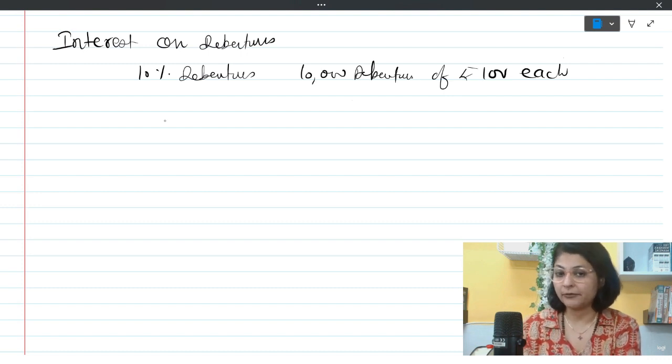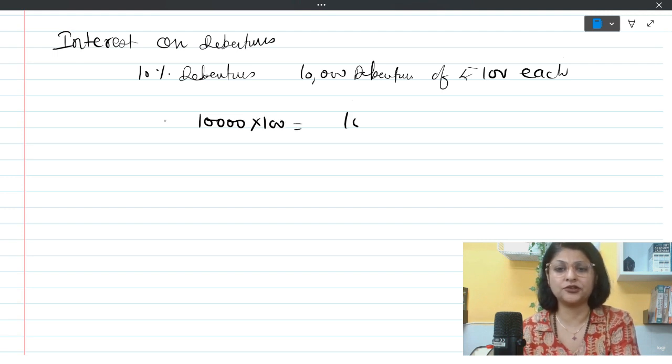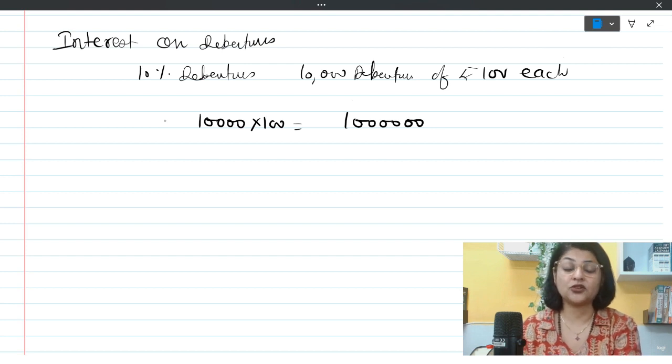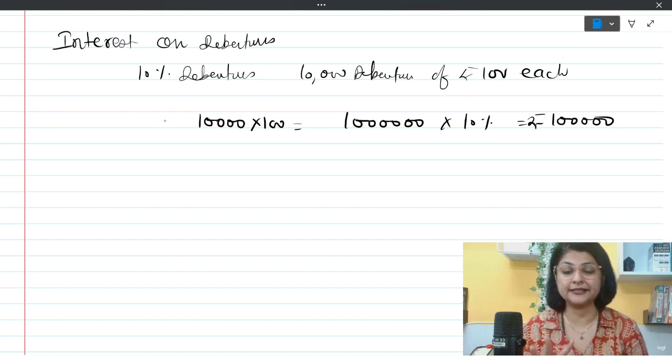What is the amount of interest? The yearly amount of interest is going to be 10,000 debentures multiplied by 100, which is 10 lakh rupees, into 10%. 10 lakh into 10% is rupees 1 lakh. Rupees 1 lakh is the amount of interest to be paid in a year.